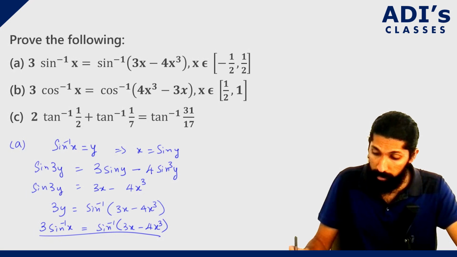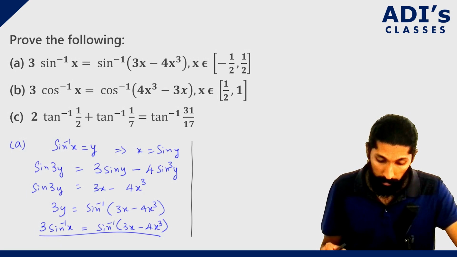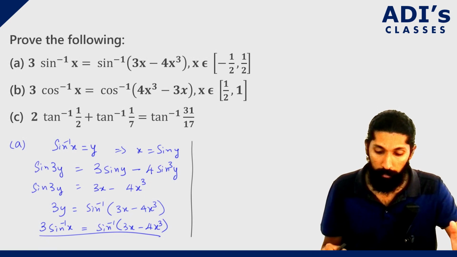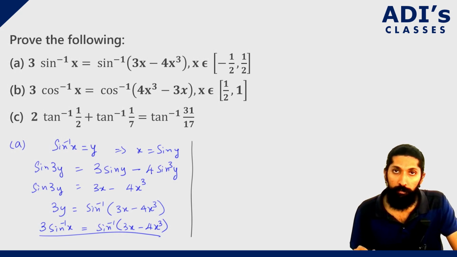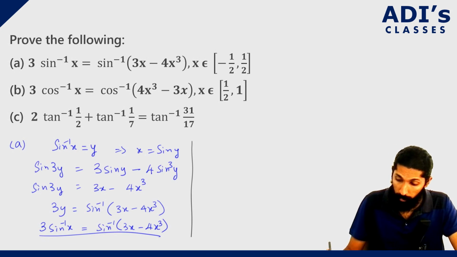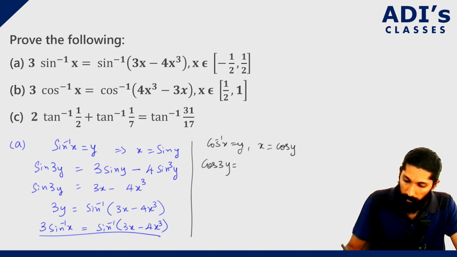Now, I want you guys to pause the video and solve the second one. 3 cos inverse of x is equal to cos inverse of 4x cube minus 3x. I'm sure you use the same logic as the previous one, correct? So what are you going to have here? Take cos inverse of x is equal to y, so x is equal to cos y. Then take cos 3y, which is going to be 4 cos cube y minus 3 cos y.